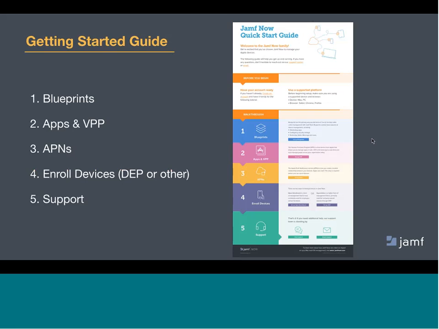The first thing we'll talk about is Blueprints, which will cover all of your settings. Then we'll move on to Apps and the Volume Purchase Program. We'll talk a little bit about Apple's Push Notification Service, or APNs, as it's referred to. And the last step here is we'll talk about how to enroll those devices, right? How do we get them into Jamf Now once we have everything set up? We'll cover some support options here towards the end so you know exactly where you can get some help.